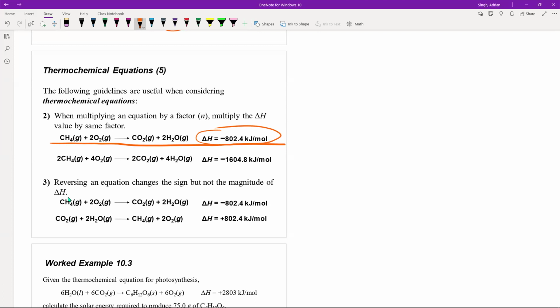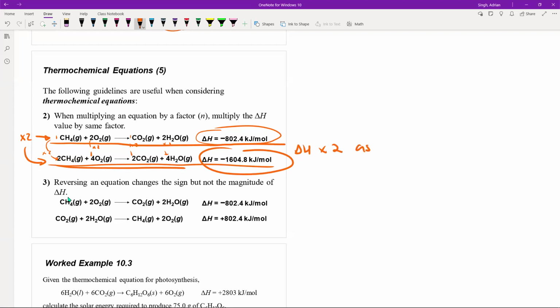If instead we multiplied all of the coefficients by 2, okay, so now this coefficient here is 1, as understood. 1 times 2 gives me 2. 2 times 2 gives me 4. So all I did is take this equation here and multiply it by 2, and I ended up with this equation. We also multiply the delta H by 2 as well, and that's because we have twice as much of everything. So the delta H being extensive, we can multiply that by 2.